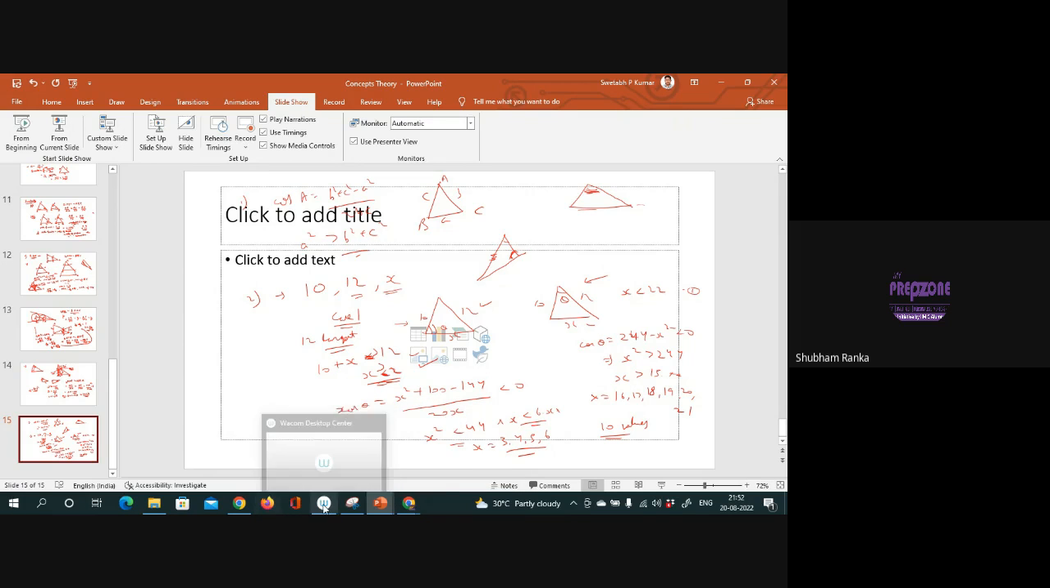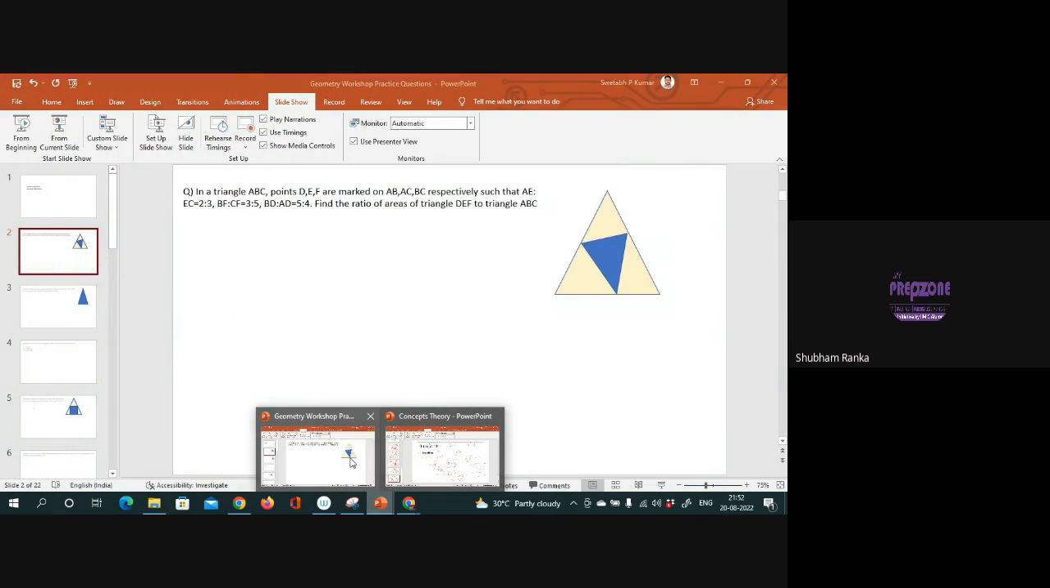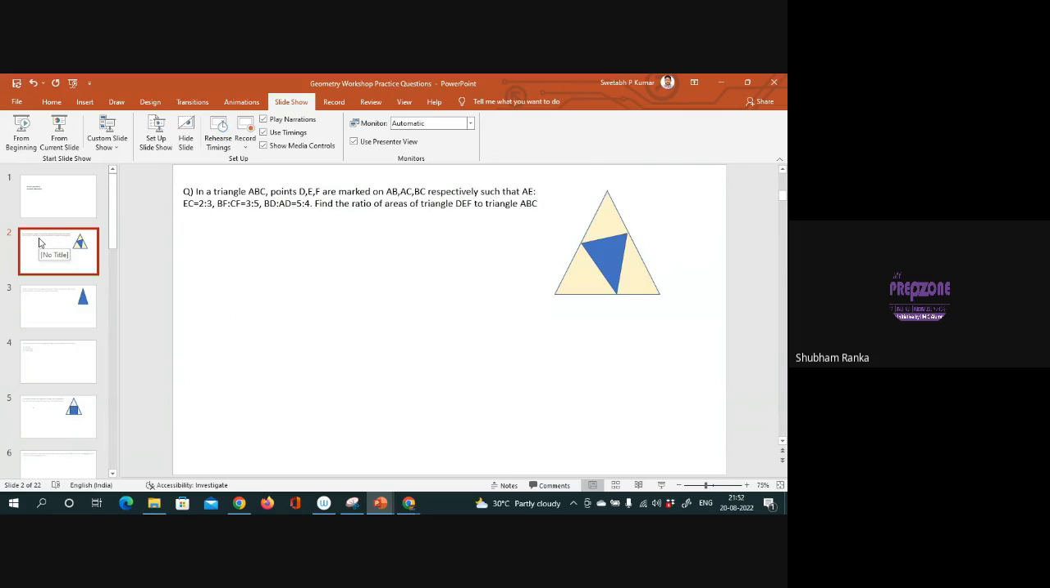So now coming to the questions. This is the first question. In a triangle ABC, point D, and the diagram is given. The naming is not yet done, but it says that in a triangle ABC. I'll do the first couple of questions to show the thought process of what you can apply from the given data and from the diagram.